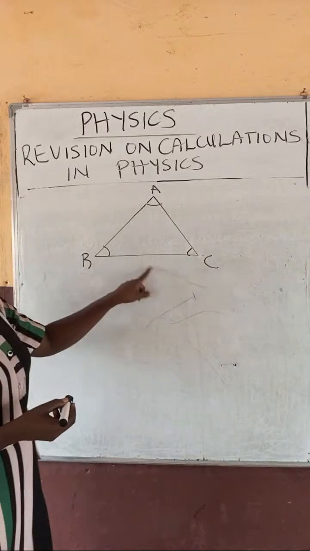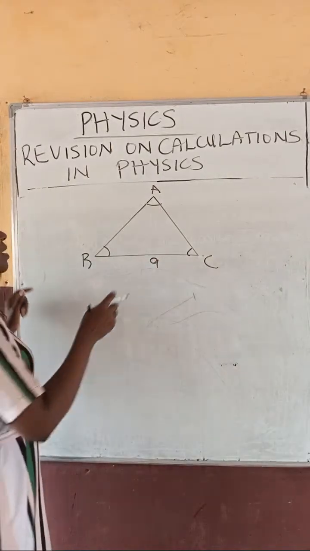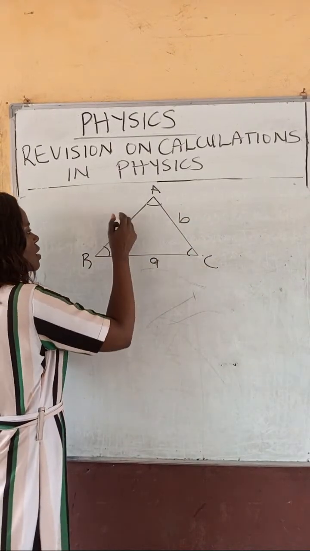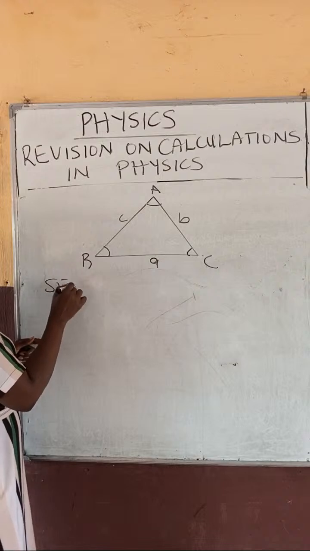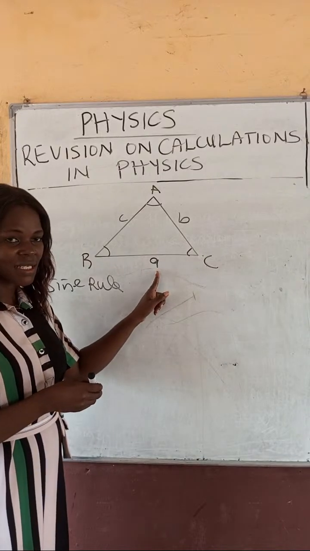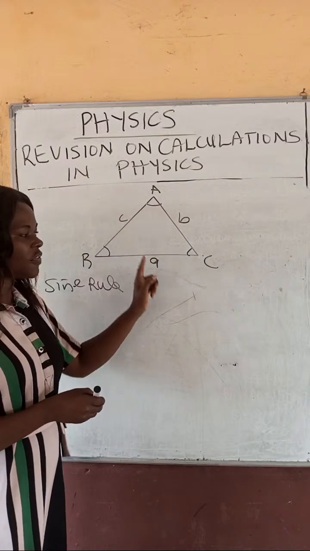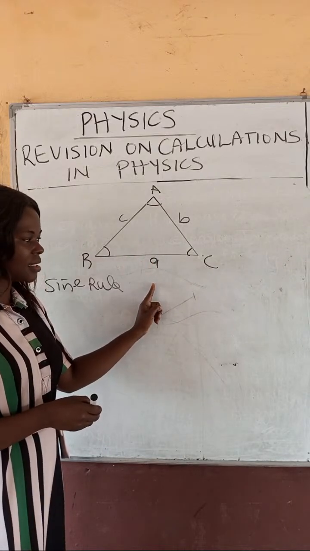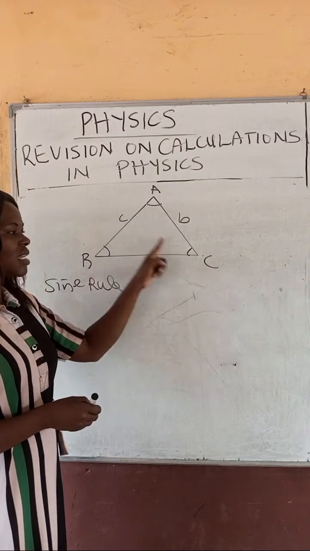Right? This side that is facing angle A is called small letter a. Okay. This side that is facing angle B is called small letter b. And this side is called small letter c. Okay. Then the sine rule says that the side divided by the sine of the angle facing it. The side is a, and the angle facing it is sine A, is now equal to the side b and the angle facing it, is now equal to the side c and the angle facing it.